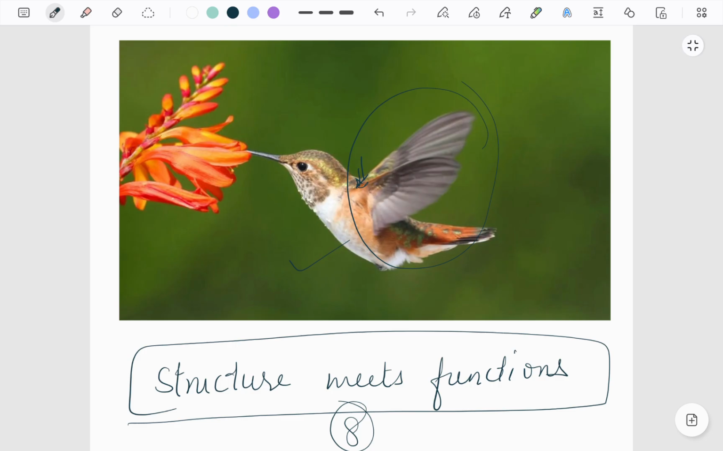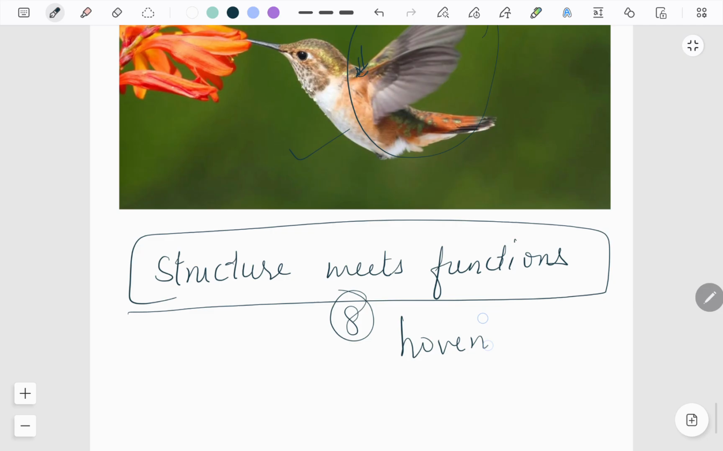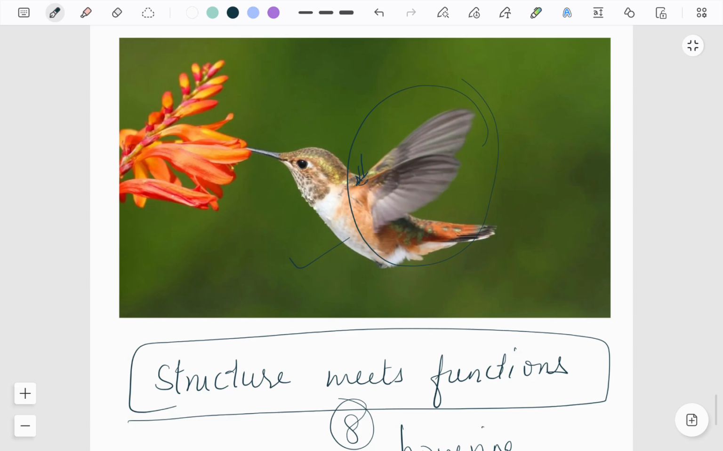So what is hovering? Hovering means staying in the air for a particular time. The hummingbird has to use its long beak to drink the sugary syrup, nectar, from the flowers, and for that it has to stay in one place, and that is hovering. This is the only bird that shows true hovering. And which thing helps this hovering function? The structure, the ball and socket joint. So this is one example.